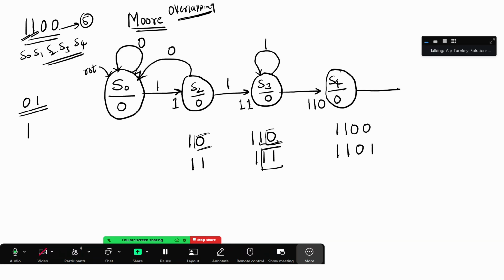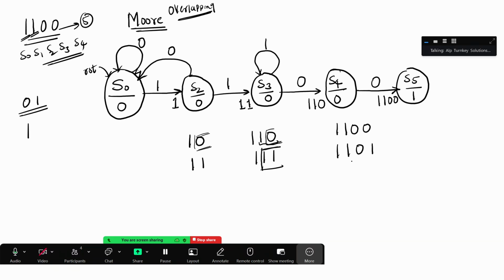So if it is 1 1 1 0, so this is 0. And if it is 0, it will go to the next state. So this is S5. I got the output. That's why I got the sequence. That output becomes 1. So this is 1 1 0 0. Here I got the sequence.